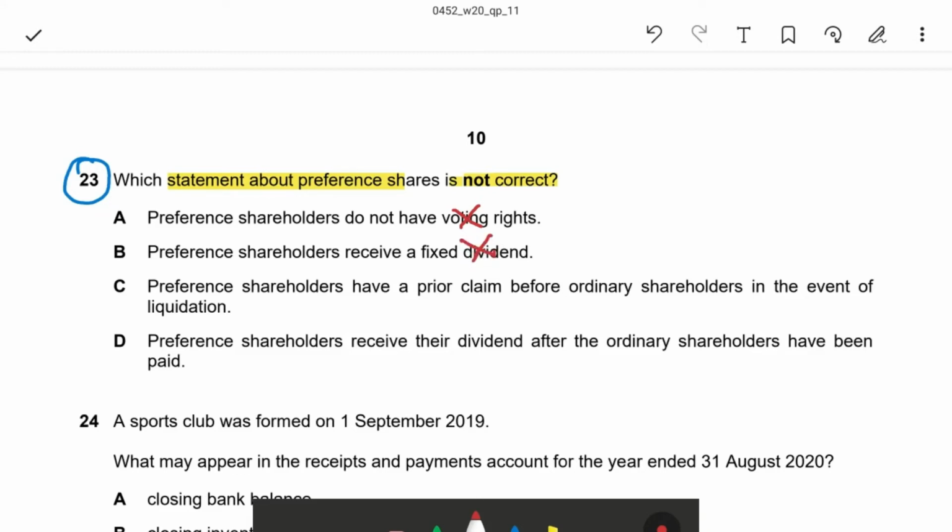Preference shareholders have prior claim. Yes, they have the prior claim. This is also correct about preference shares. So the first three are wrong. The fourth one says preference shareholders receive their dividend after ordinary shareholders. No, preference shareholders receive their dividend before ordinary shareholders. So this option is not correct. The correct answer is D.